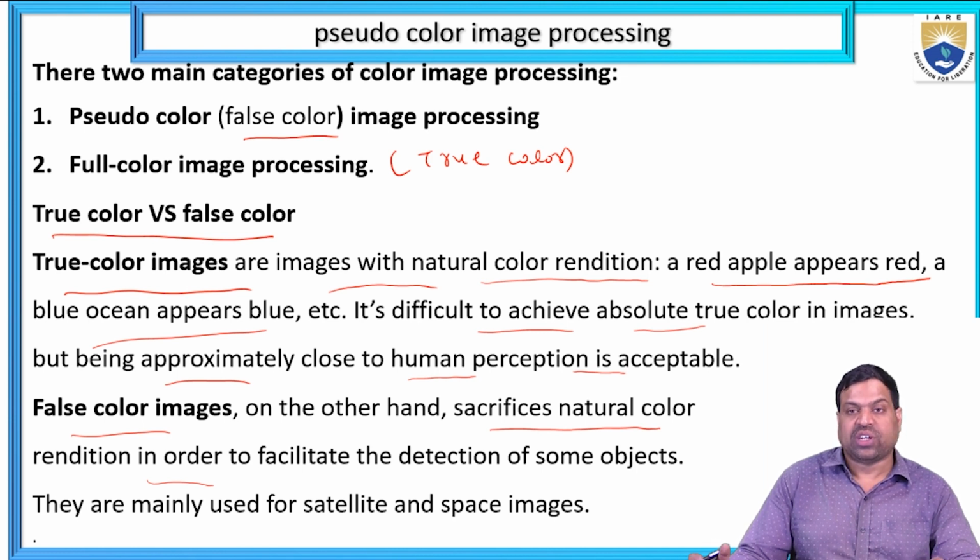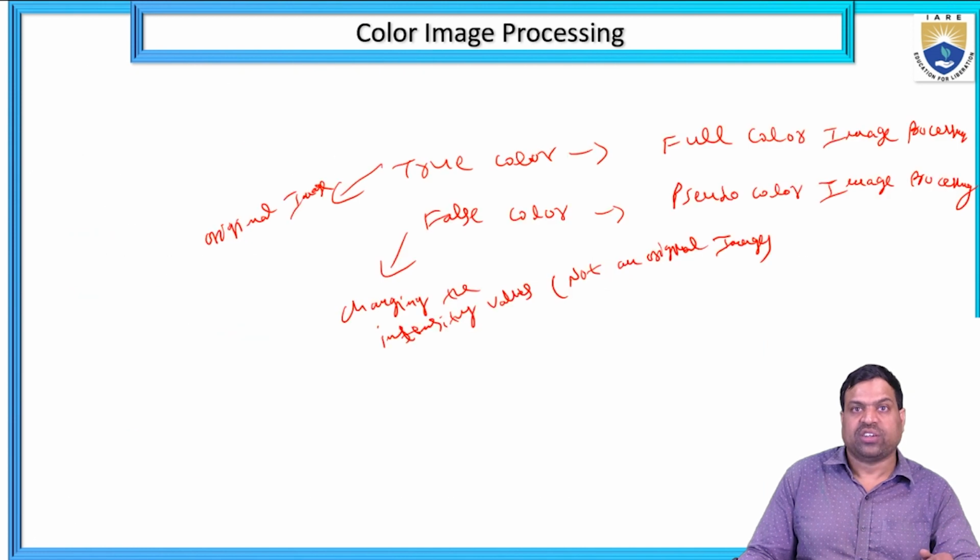In false color, it means unidentified images are there. We have to go for identifying. Suppose satellite images, space images are there. Those are original, but as per human visibility, it is difficult to see the images. So that is the reason we are changing the intensity values. That is, we are sacrificing the natural color rendition to facilitate the detection of some objects. That is a false color.